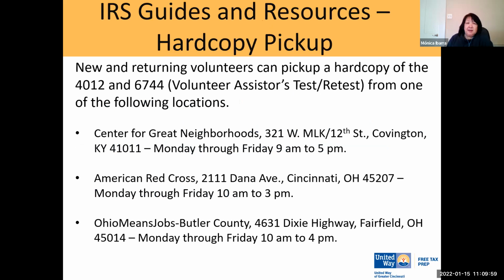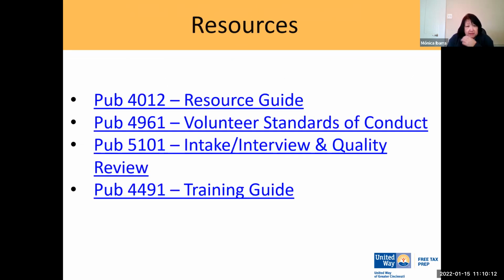If you need to pick up hard copies of books, they're all available online. The 4012 is available. The 6744 is available. These are all available at irs.gov, the IRS website. You just put the number of the publication that you want in the search box and it will come up in its entirety. The really nice thing about that is they're searchable. So you can put in child tax credit and it will tell you all the places in the 4012 where that comes up.